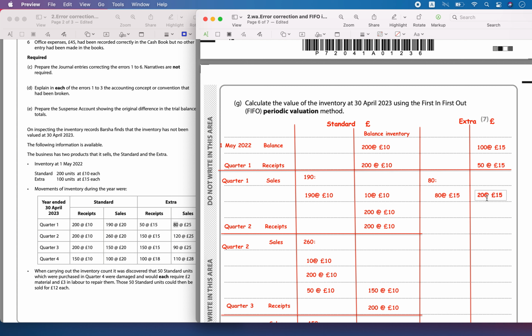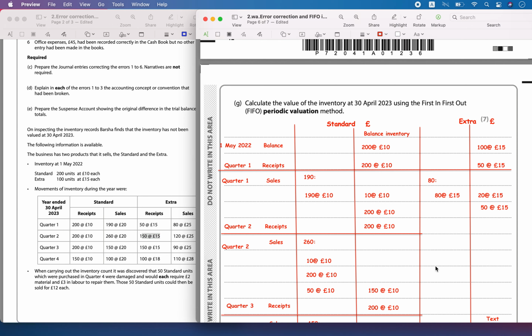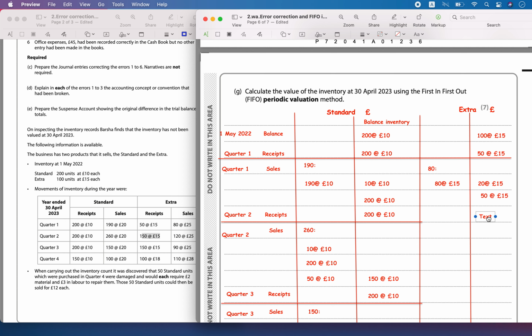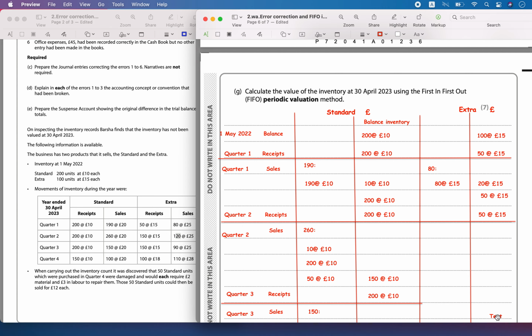So you'll be left with only 20 at 15 pounds, and then you will also be left with 50 at 15 pounds. Next is the 150 at 15 pounds they had received. So let's write that, 150 at 15 pounds. Now from this we have to do the sales. So 120 units had to be sold. Let's write that value. 120 units are sold from the top layer of the inventory.